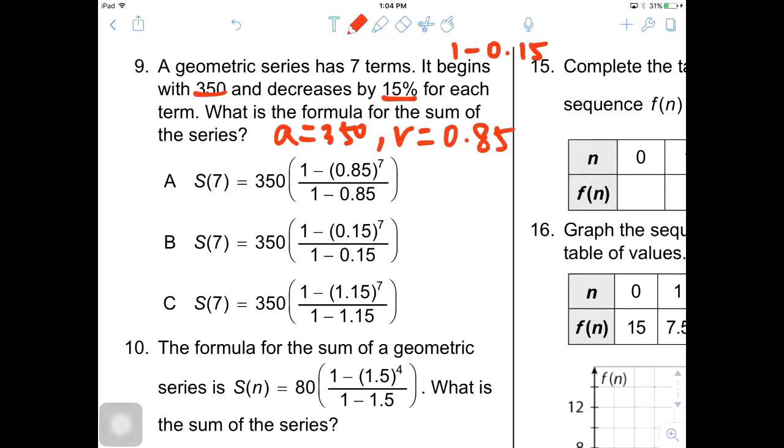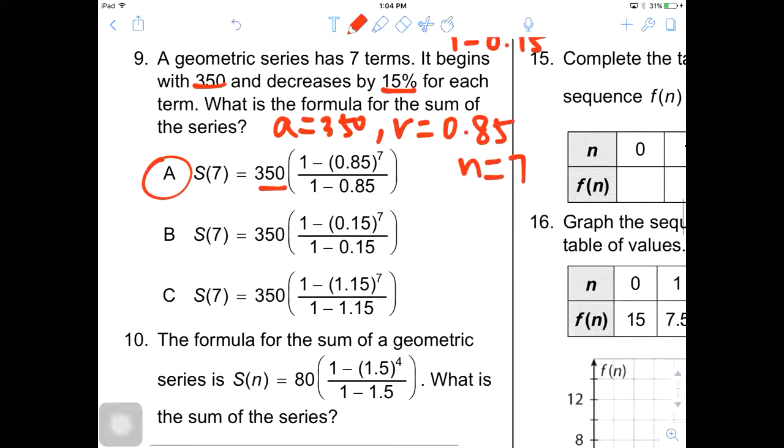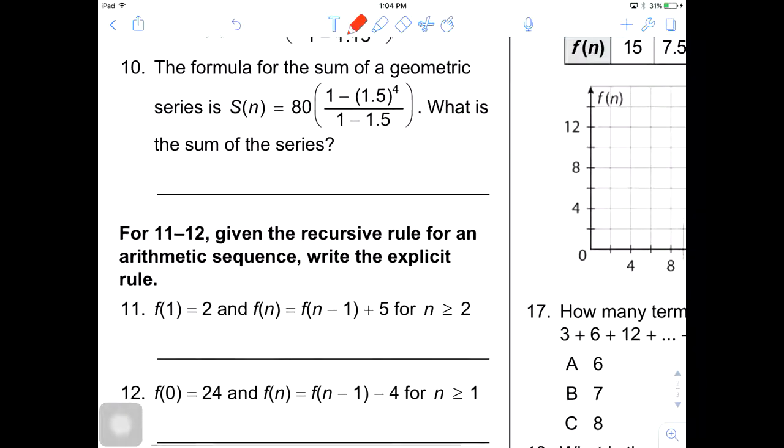And so what's the formula? And n in this case will equal 7. So if you substitute all of this into the series formula, the answer that is closest to it is A. So that's A times 1 minus the ratio to the 7th power over 1 minus 0.85. So that's the answer for number 9.